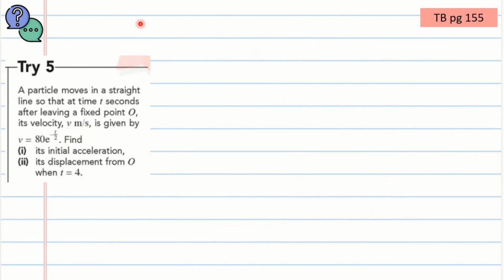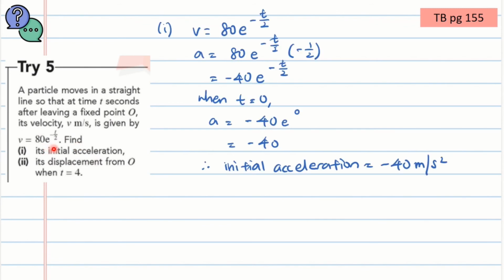We now take a look at try 5 that's found in your textbook page 155. This question says that a particle moves in a straight line so that at time t seconds after leaving a fixed point O, its velocity is given by this equation. We want to find its initial acceleration as well as the displacement from O when t equals 4. So to find acceleration, I need to differentiate my velocity function. So I do my differentiation.